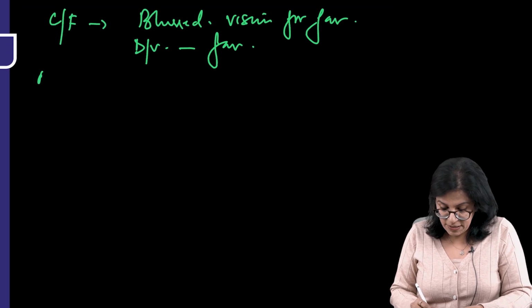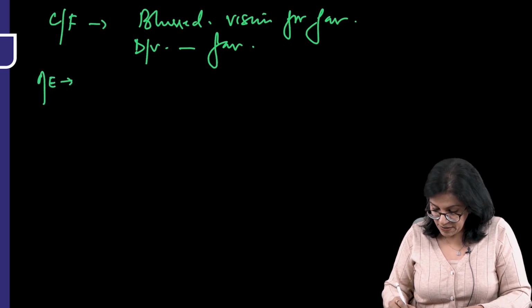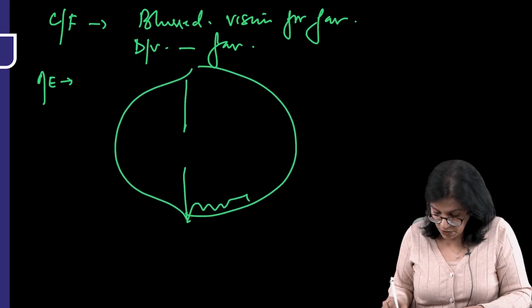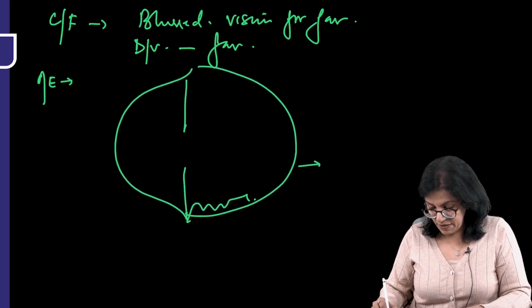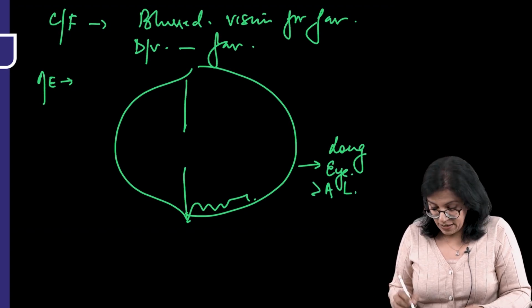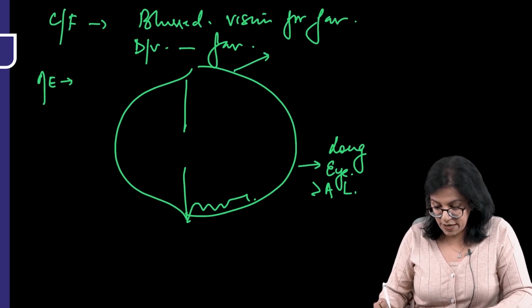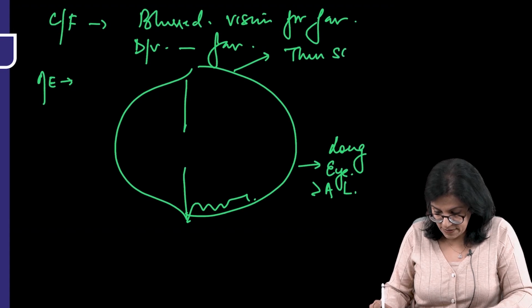When you are examining this myopic patient, what are the other features we can see? Let's make a diagram and label it. What do you see here? One by one, first is a long eye. So more axial length, or long eye. Axial length is more. Secondly, because there is a stretching of the eyeball, there is thin sclera.